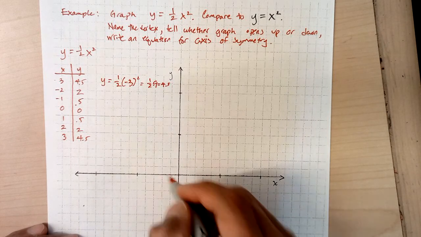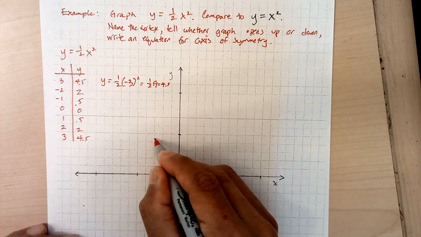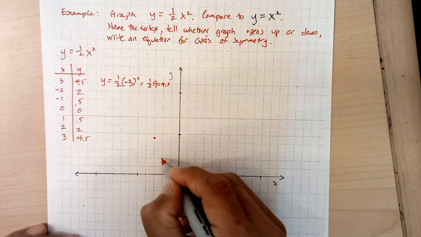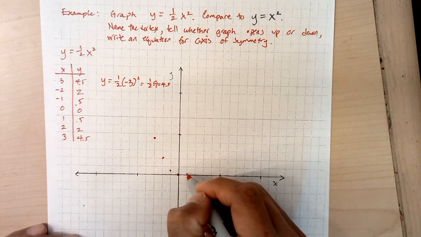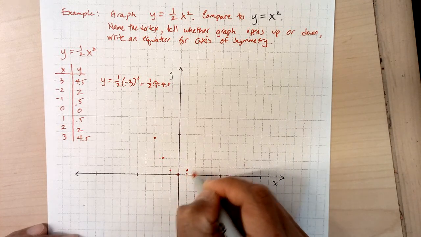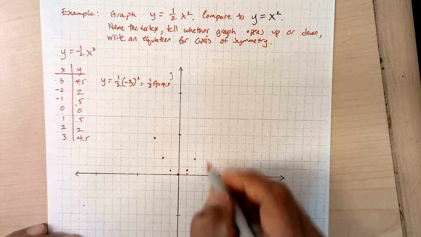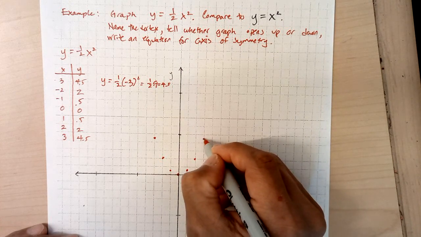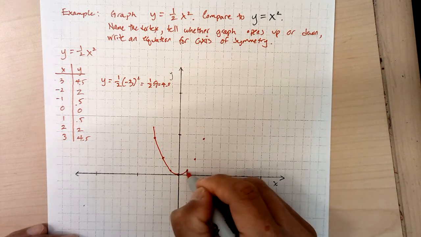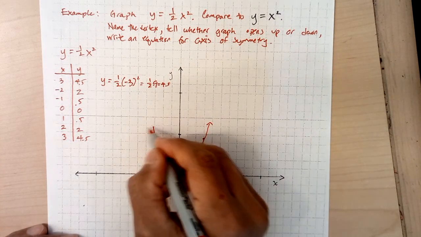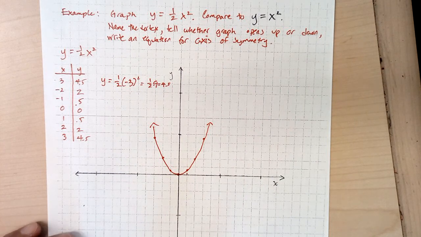So I'm going to graph all those points. -3, +4.5. -2, +2. -1, 1/2. 0, 0, 1, and then 0.5. 2, 2, and then lastly 3, and then 4.5. It's continuous. The graph would look like this. It's still a parabola. The graph of every quadratic function is a parabola.